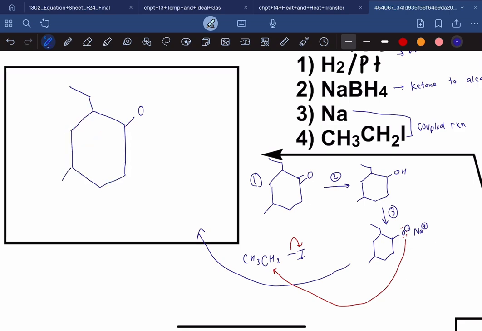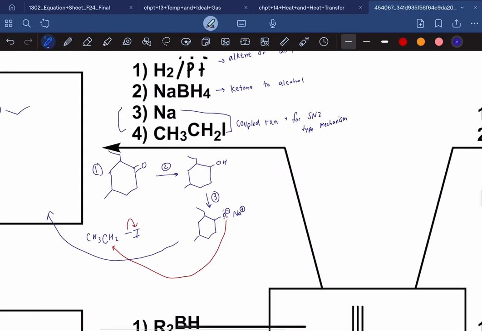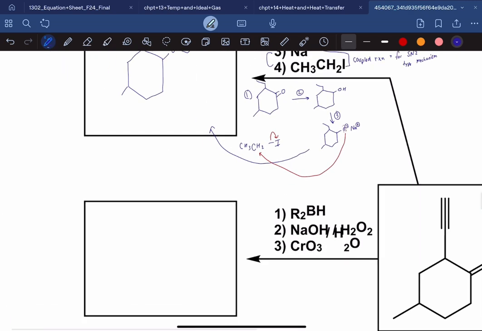This. And then we add 2 carbons because this is 1, 2, right? So this is 1, 2. So add those carbons. And that's it for the first one, okay? So coupled reaction for like for SN2 type mechanism. Make sure you look over this 3 and 4 because you might not be so used to seeing that. But yeah, that's how you do the first box, okay?